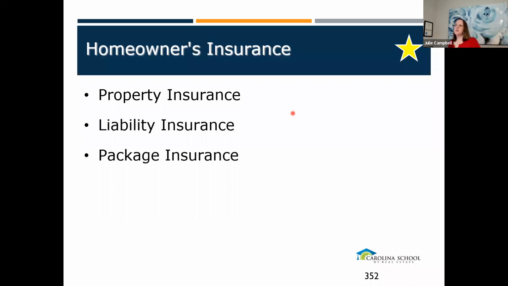Property insurance protects the insured from damages caused to the property. Property insurance also protects the insured from damages caused to their permitted improvements. Unpermitted space probably won't be covered under homeowners insurance.